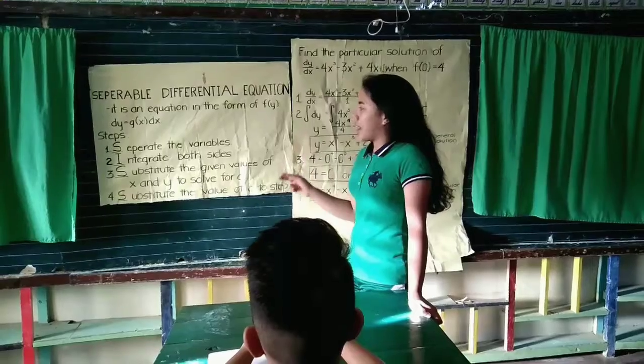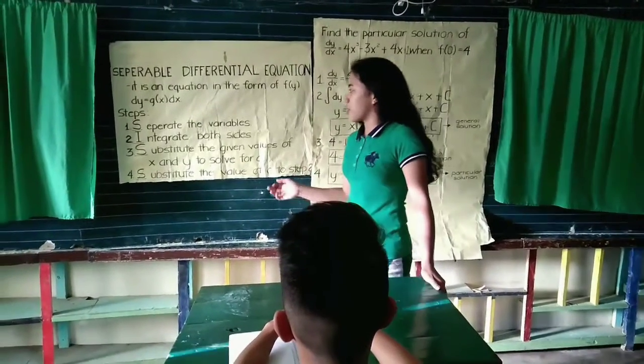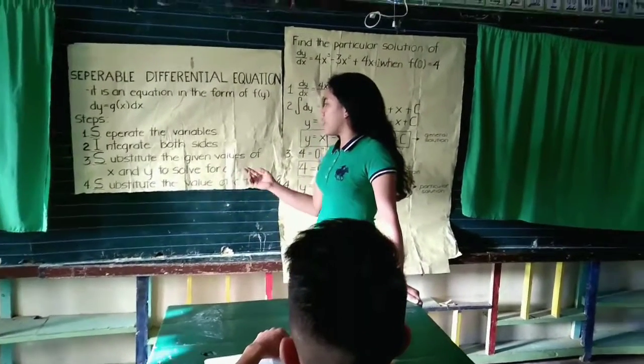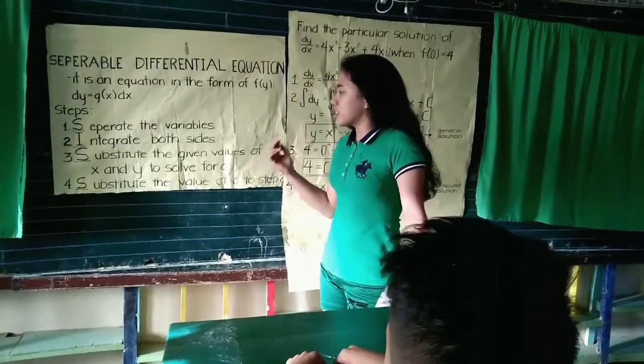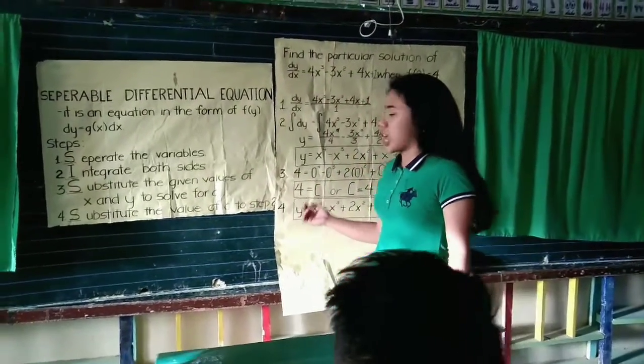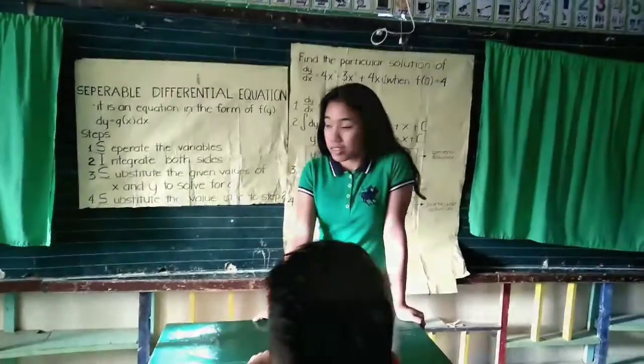Second step, I: integrate both sides. Third, substitute the given values of x and y to solve for c. And last, substitute the value of c into step 2. Did you get me, class?